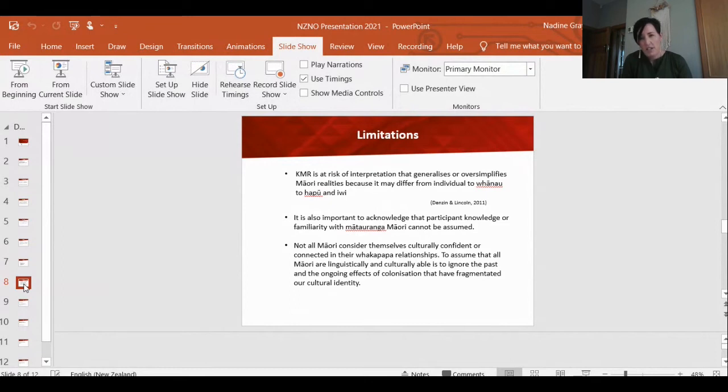Also, it was about acknowledging a limitation of the project: Māori are not a homogenous or standardised group of people. Rather, like many other ethnic minority groups, there's a range of students that participated, those that had a strong sense of their cultural identity, and those that were less confident in knowing who they are.